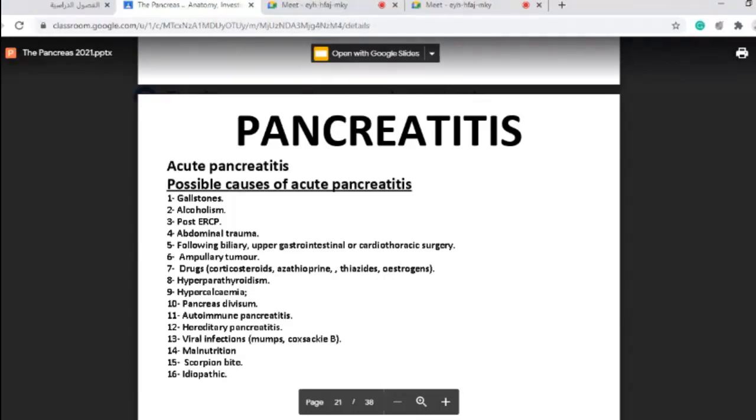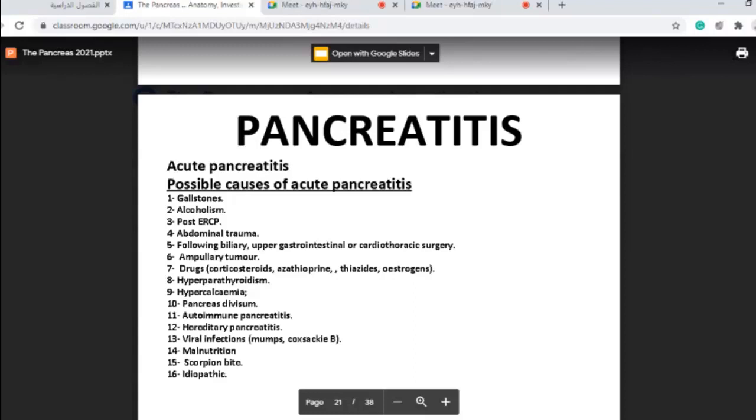Other causes of acute pancreatitis are any surgery, biliary, upper gastrointestinal or cardiothoracic surgery. Ampullary tumor, a tumor in the ampulla of Vater, may also cause acute pancreatitis. Drugs, very important. Please note, there are a lot of drugs causing pancreatitis, like steroids, azathioprine, thiazides, and estrogens.